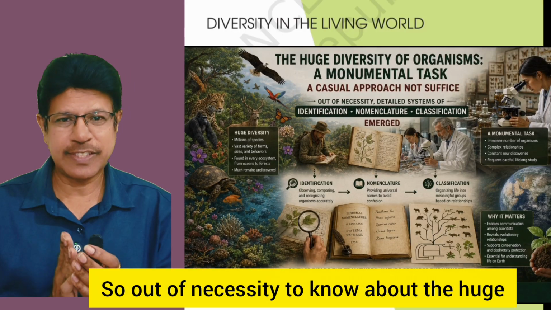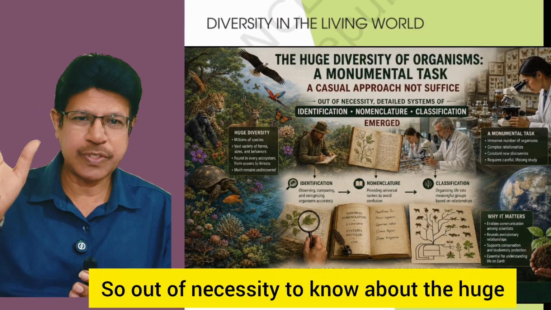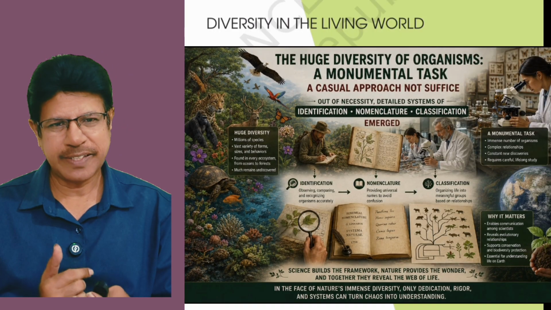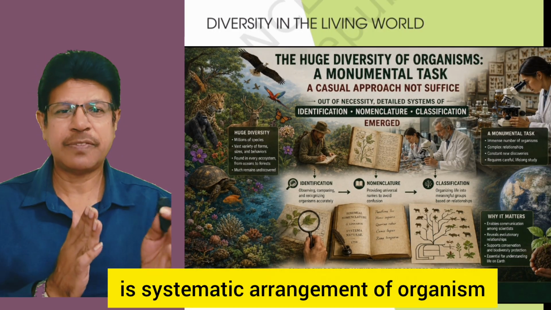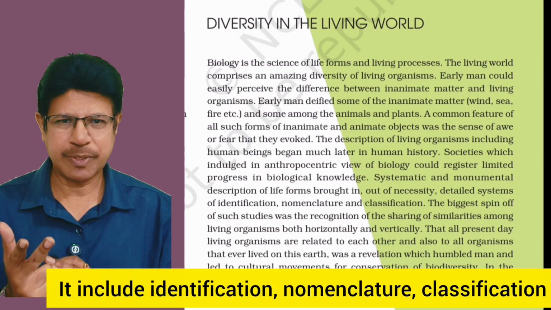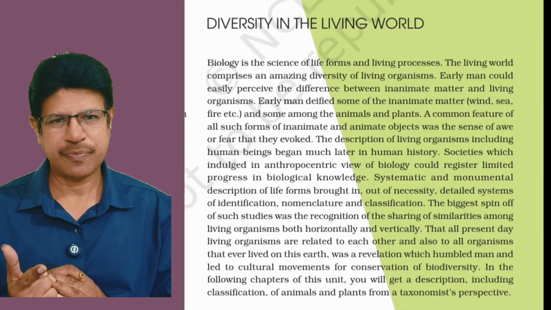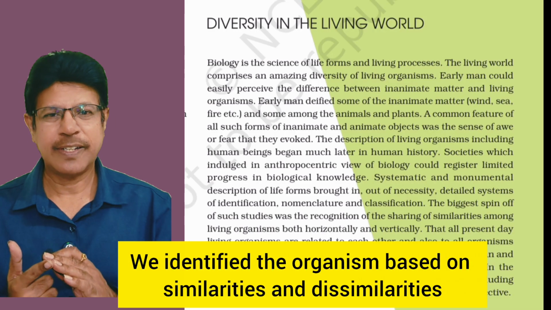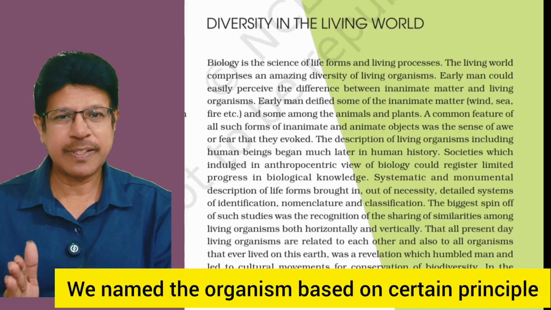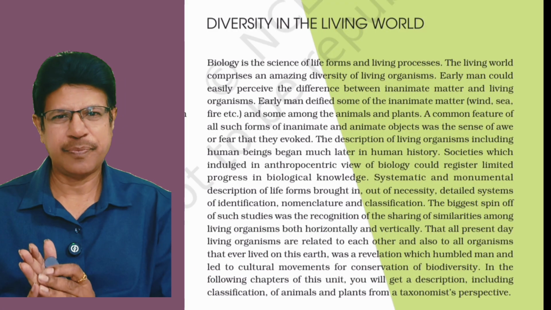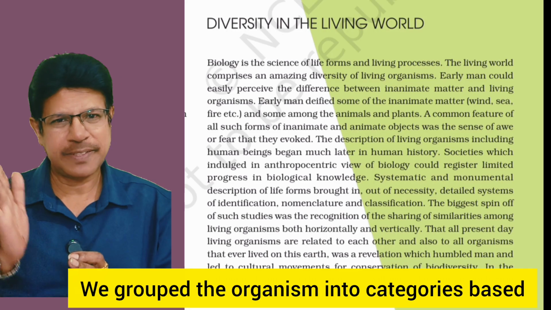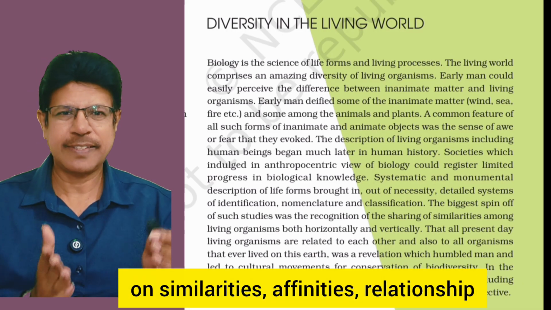So, out of necessity to know about the huge diversity of organisms, systematics developed. That is, the systematic arrangement of organisms. It includes identification, nomenclature, classification. We identified the organisms based on similarities and dissimilarities. We named the organisms based on certain principles. We grouped the organisms into categories based on similarities, affinities, relationships.